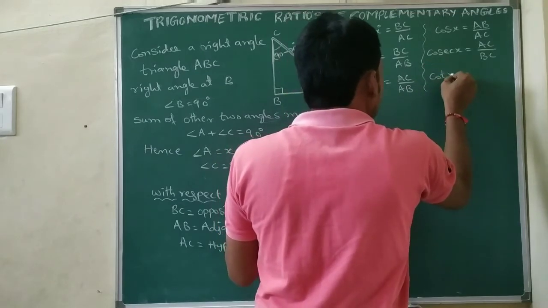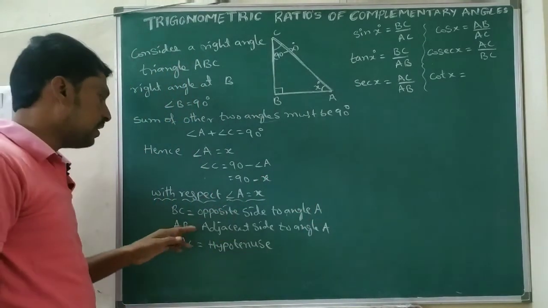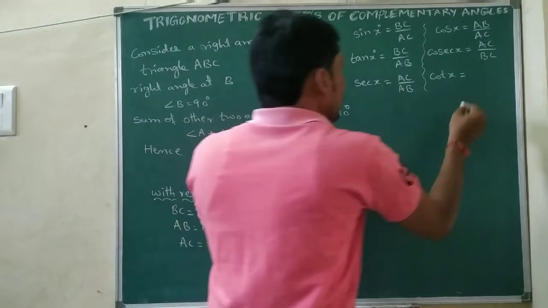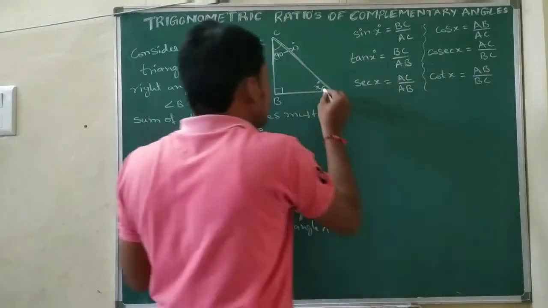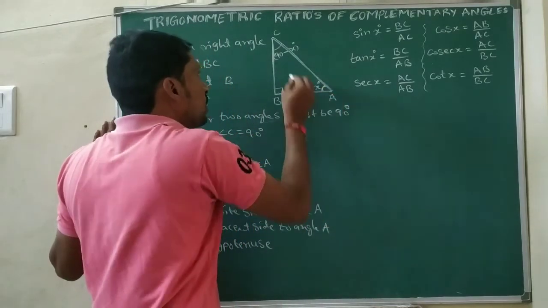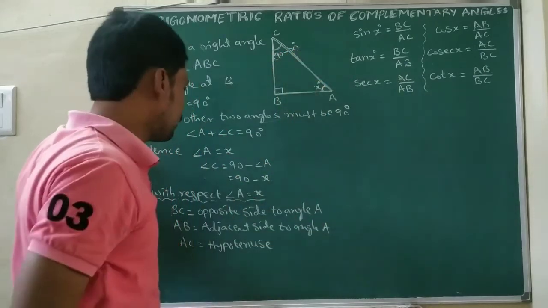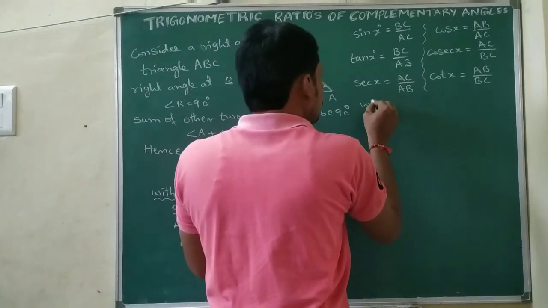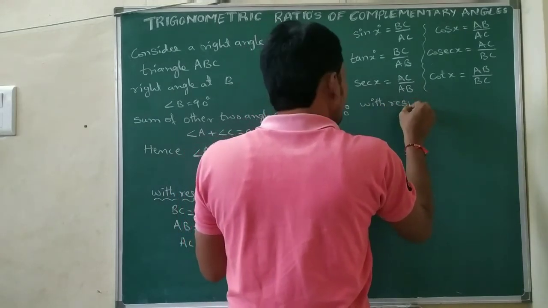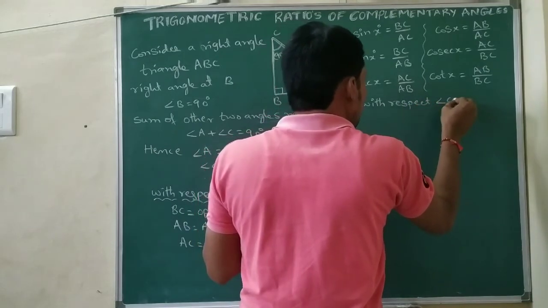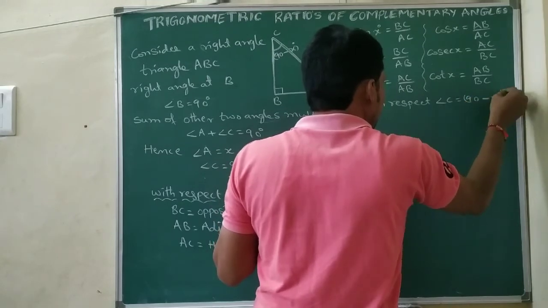Now you can take cot x. Cot means adjacent side to angle x by opposite side to angle x, means AB by BC we are getting. Now with respect to angle x we took. Now you can take with respect to angle C, that means 90 minus x. So with respect to angle C, that equals 90 minus x degrees.